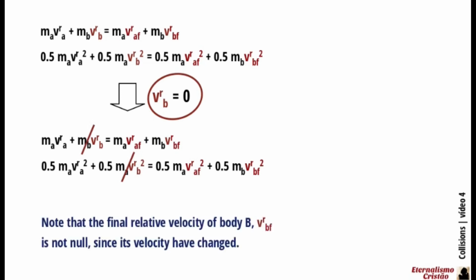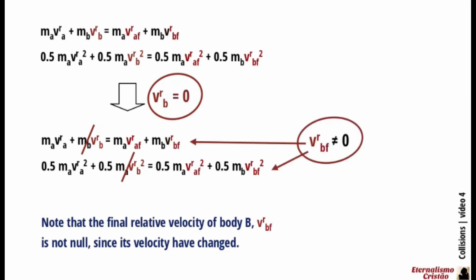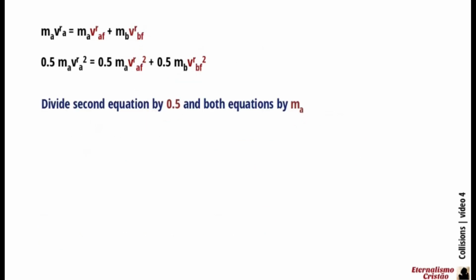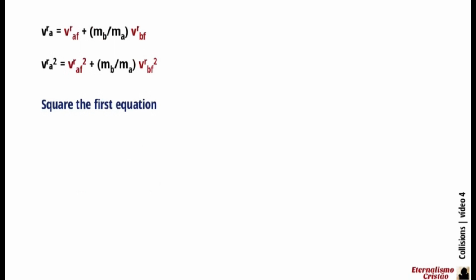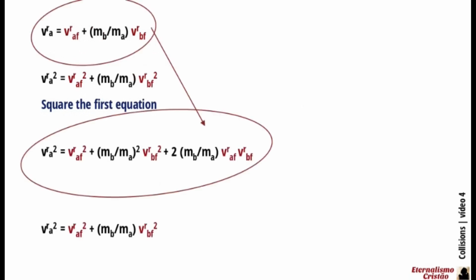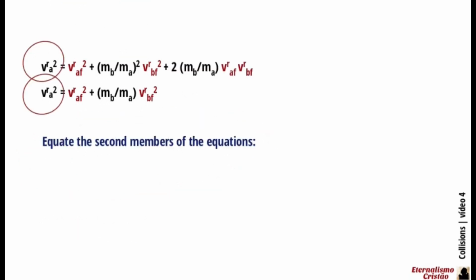Note that the final relative velocity of body B is not null, since its velocity changes after collision while the velocity of the moving reference frame does not change. Divide the second equation by 0.5 and both equations by ma. Square the first equation. Equate the second members of the equations.